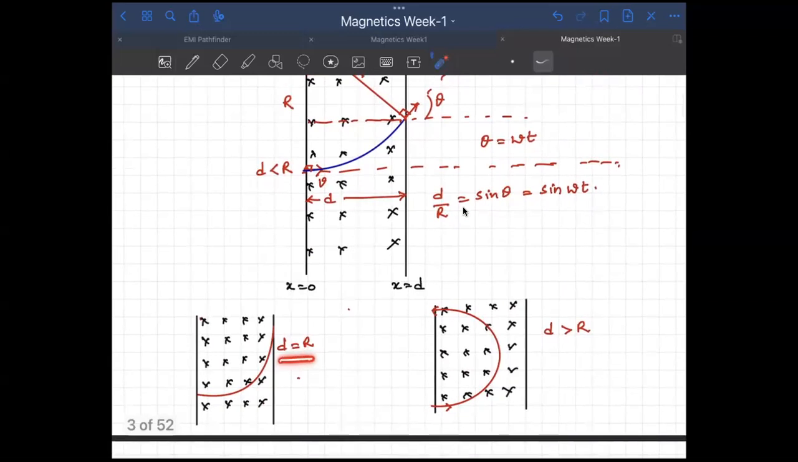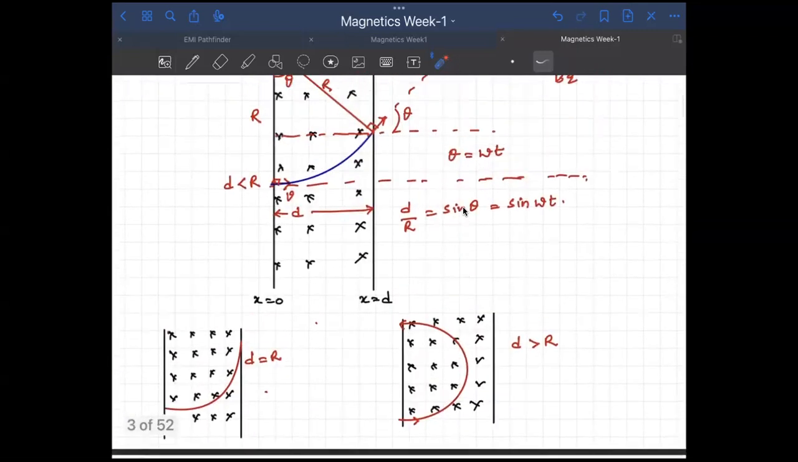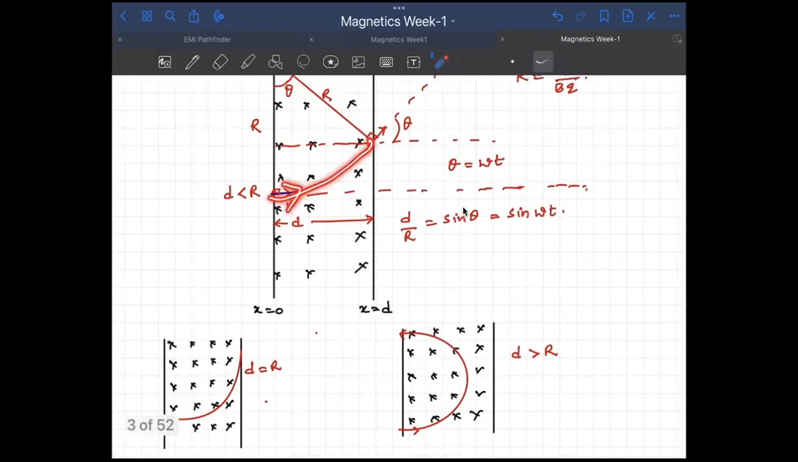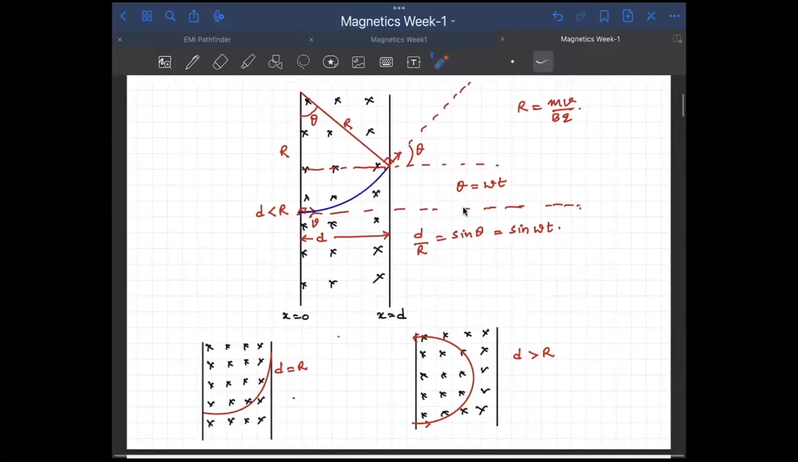Suppose D is equal to R, exactly one radius. What happens? It will come and fly off like this. If D is greater than R, what happens? It follows a semicircle. If D is less than R, what happens? This is what you will see. It won't complete even a quarter circle. So it depends on how D and R are related. Any doubts, boys and girls?